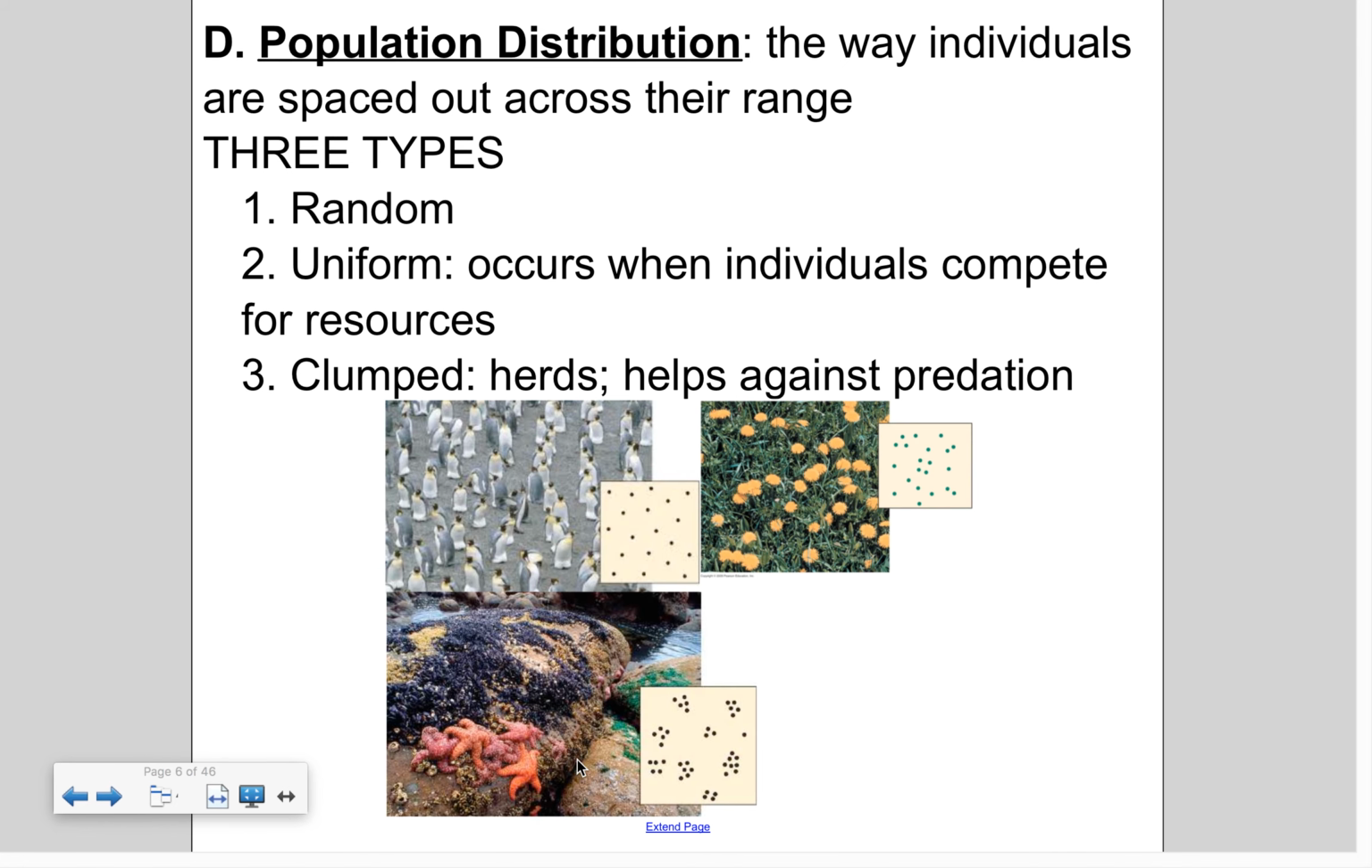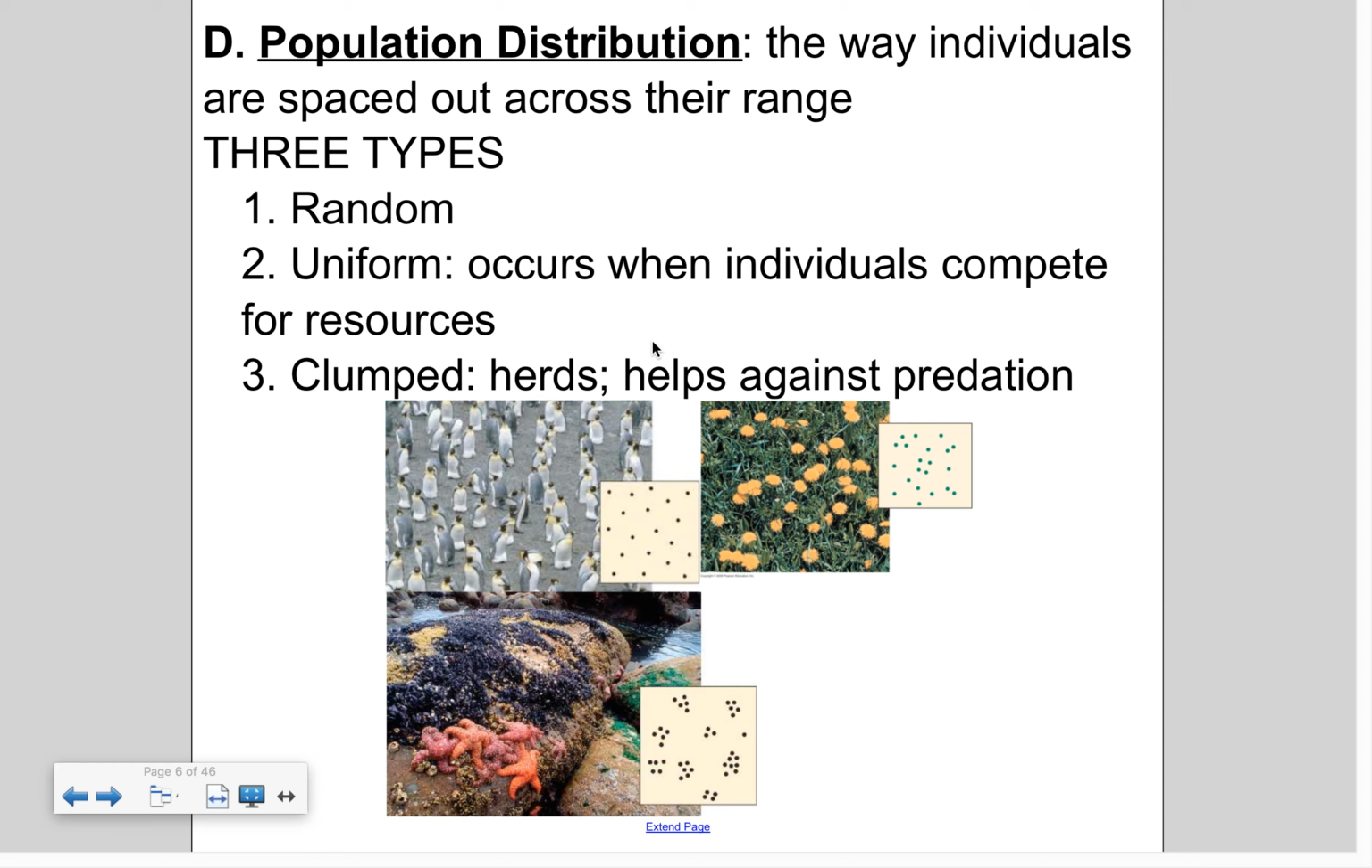Okay, another way you can describe populations or examine populations is through its distribution. How are these individuals spaced in their range? And so we've actually classified 3 types of distribution: random, uniform, and clumped. So random means there's no rhyme or reason, they're just scattered throughout. Great example, dandelions in a field of grass, okay? It's just random distribution. Wherever their seeds landed, that's where they germinated.